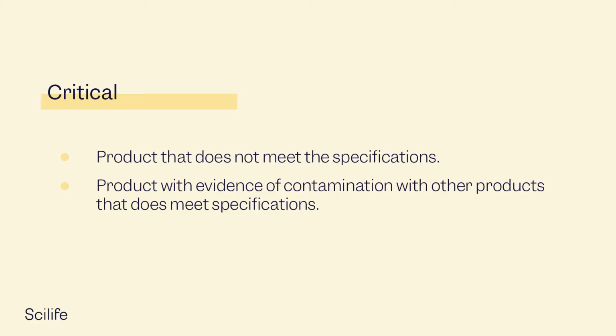Here is an example in the pharmaceutical industry. Critical: product that does not meet the specifications. Product with evidence of contamination with other products that does meet specifications. A product that does not meet specifications or where there is evidence that the product has been contaminated with other substances. A major deviation nonconformity is a deviation with a moderate impact on the quality attributes, critical process parameter, or equipment control, where the impact on patients, personnel, or the environment is unlikely.